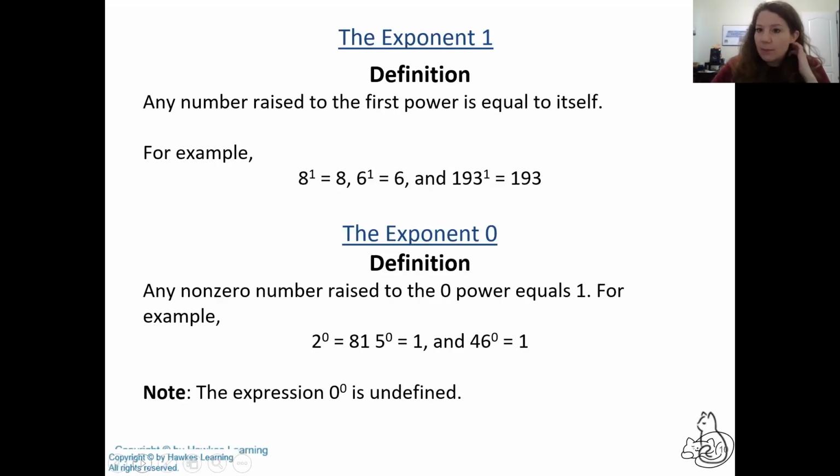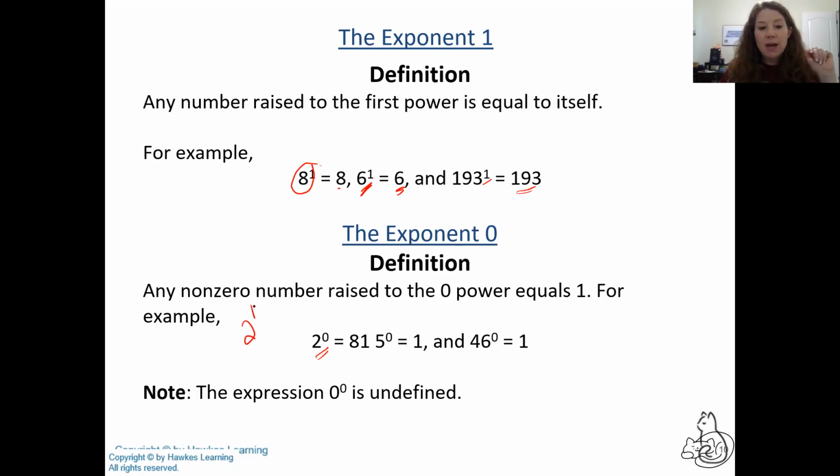All right, now we do need to talk about some exponents. We were just working with a little bit of exponents, but a couple of rules you definitely need to know: anything to the first power is itself. So 6 to the first power basically means 6 one time, which is 6. 193 one time is 193. And then the rule for the exponent of 0: anything to the 0 power actually equals 1.